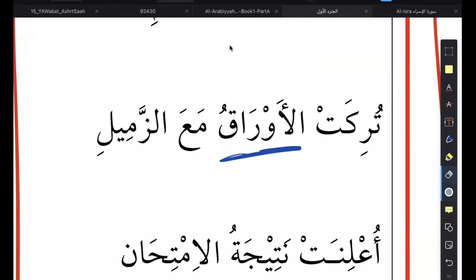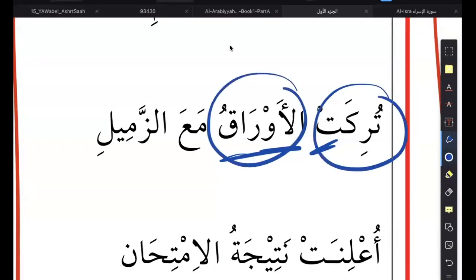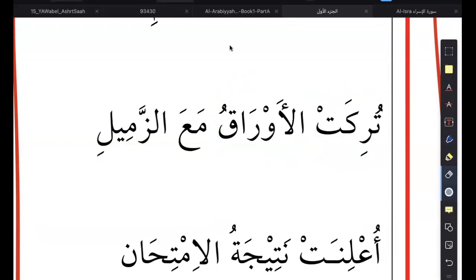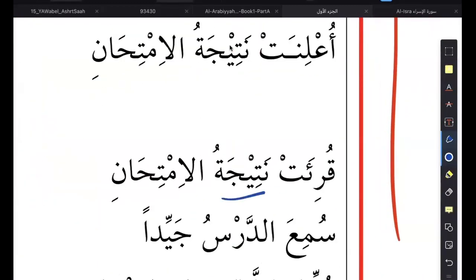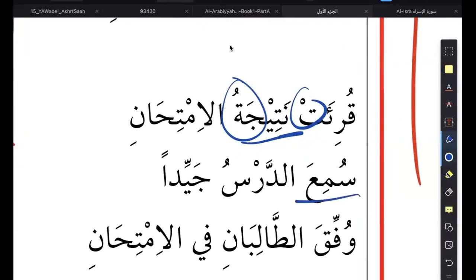So we have turikat al-awraq. So you know this is a passive form. And awraq means the papers were left. And the reason we have a feminine ta here is because this is a plural of objects. So this is something that you have to pay attention to. So here quri'at natija. We have ta because of feminine. Here we don't have a problem. Sumi'a.